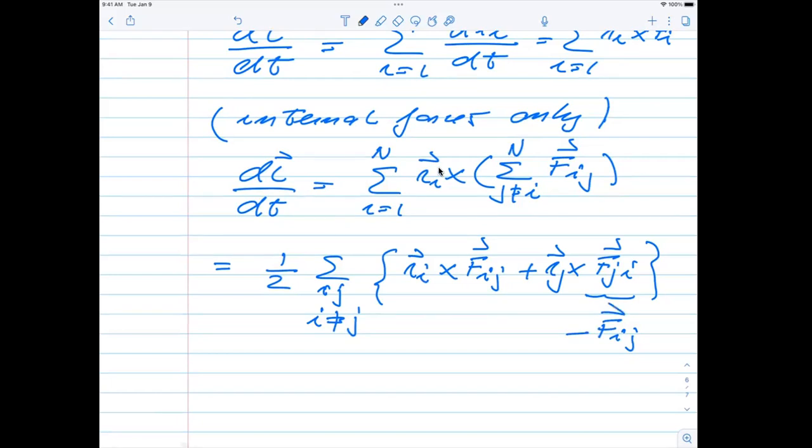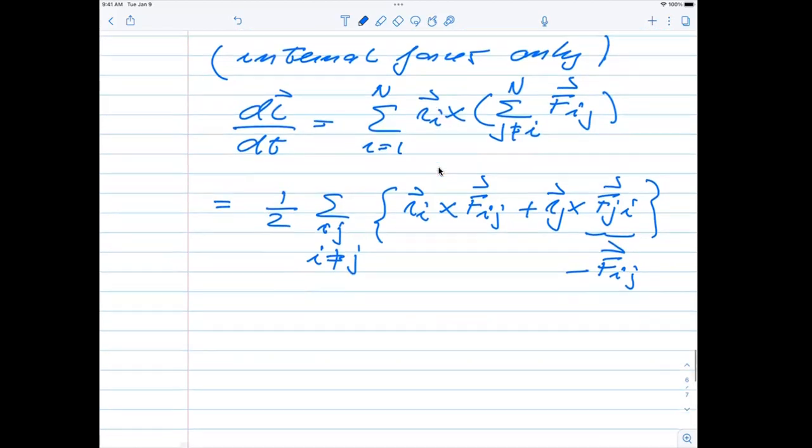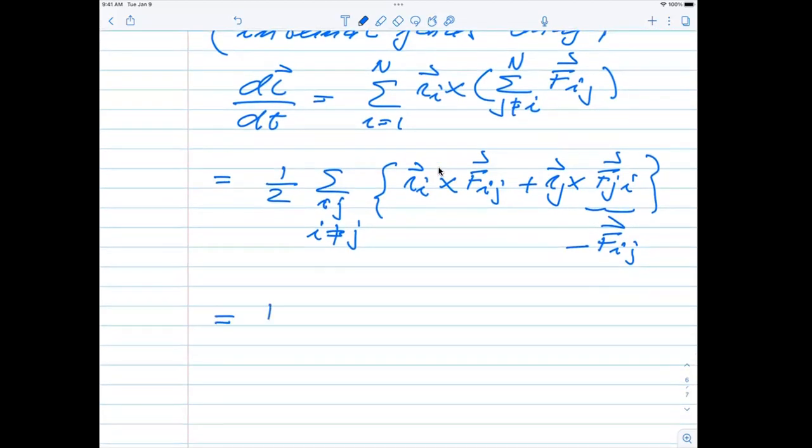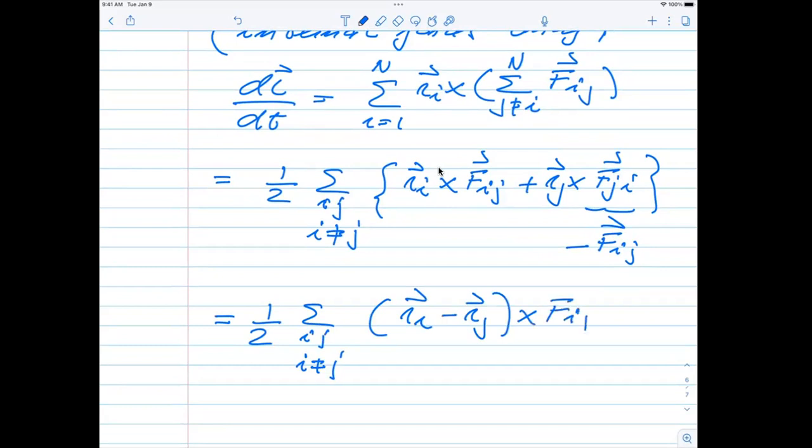So what I can do next is simply to collect what I have, and I can rewrite this in terms of a half. I have a sum over i, j, and i cannot be equal to j. And then I can collect it in this way, because I have F_ij is the same now, minus r_j cross product with F_ij.